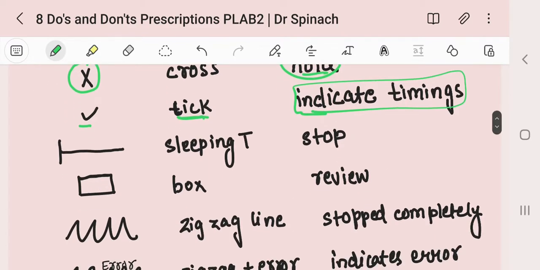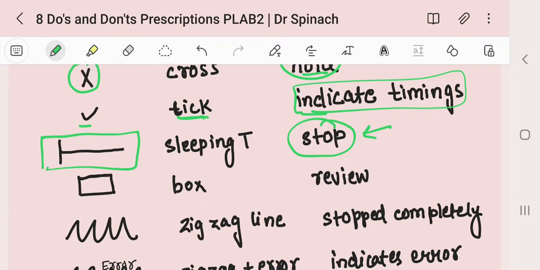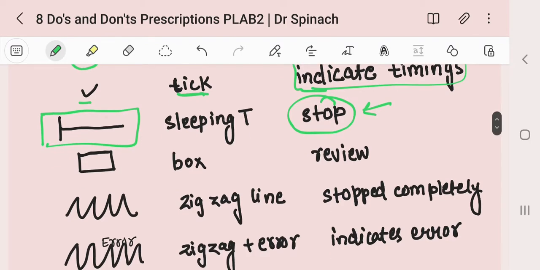Now, I call it a sleeping tea, or you can call it a longitudinal T, whatever you like to call it. This is something that we use to indicate that we have stopped this drug from then on. So you've given a drug for 2 days. Now you have to stop the drug for the rest of the days. So what you will do is you will use a sleeping tea there. Okay. The next thing is a box.